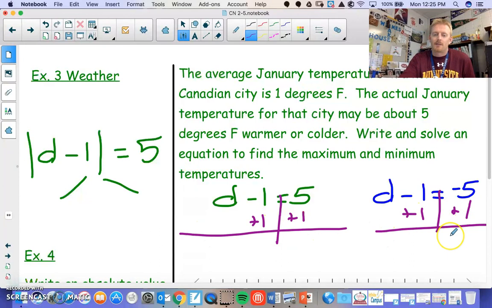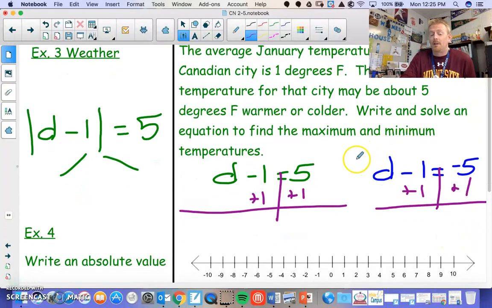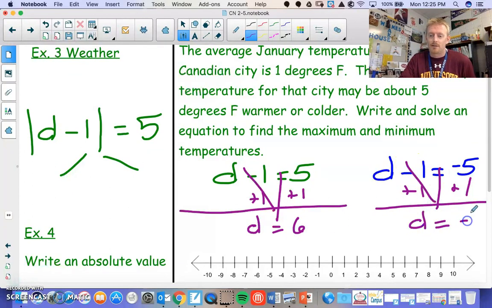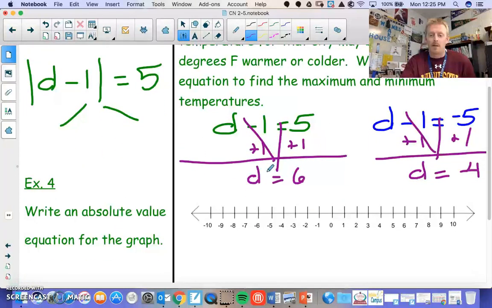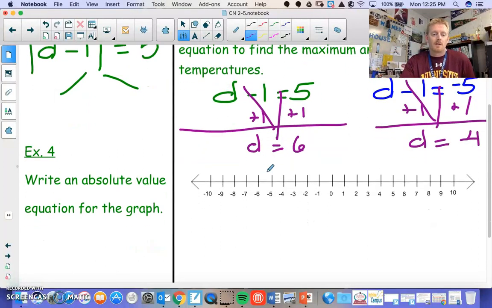And it's kind of easier to do it all in one step because you're going to do the exact same steps for both problems. Those cancel. D is equal to 6. Those cancel. D is equal to a negative 4. So we've solved and written down our absolute value equation to find our minimum and our maximum. So we're going to then put this onto our graph.